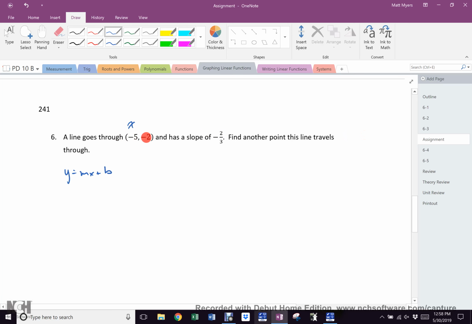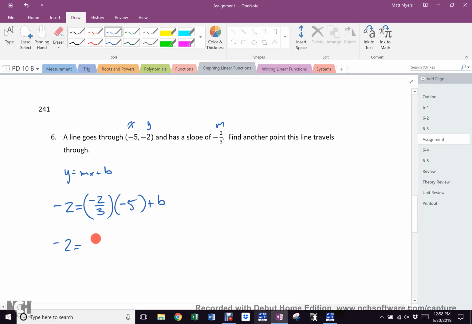Now, up here, what is that? That's an X. What is that? That's a Y. What is that? That's an M. What do you have there? What do you have there? What do you have there? So fill it in. What goes in for Y? Negative 2 equals. What goes in for M? Negative 2/3. What goes in for X? Negative 5 plus B. What is your job now? Isolate B. He's already isolated, kind of. He's sitting by himself and positive, so he's halfway there.